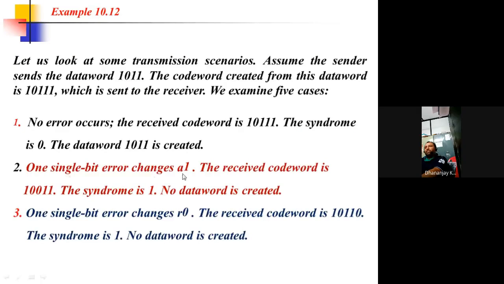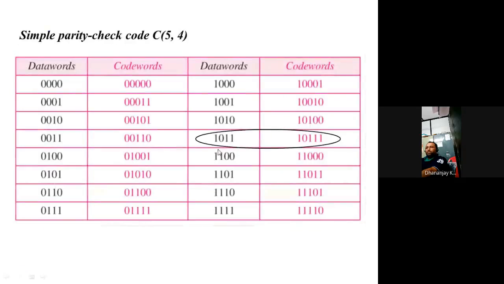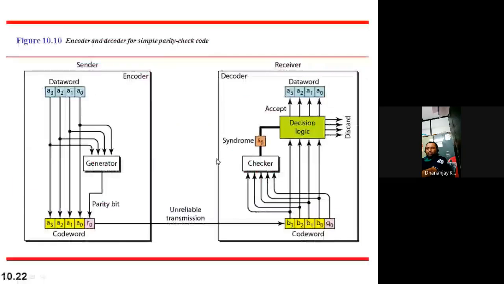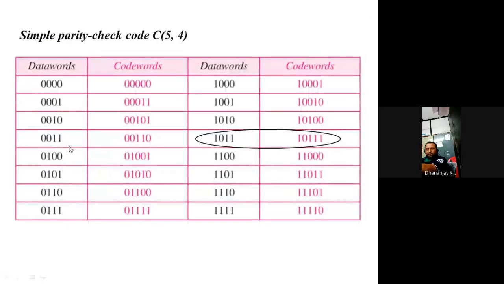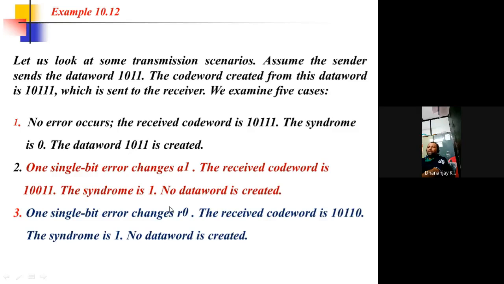Now, if a 1-bit error changes A1, म्हणजे इथं A1 मध्ये समजा change झाला. How have we checked A1? Okay, from the right side second bit, if this value changes, if the data appears like this, 1001, then the received code word is 10011. The syndrome is 1.